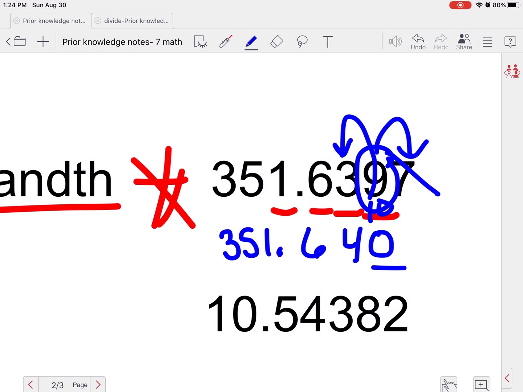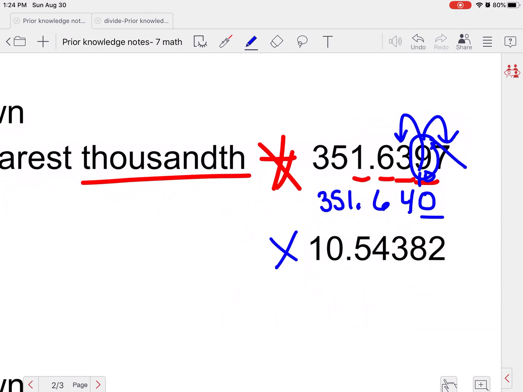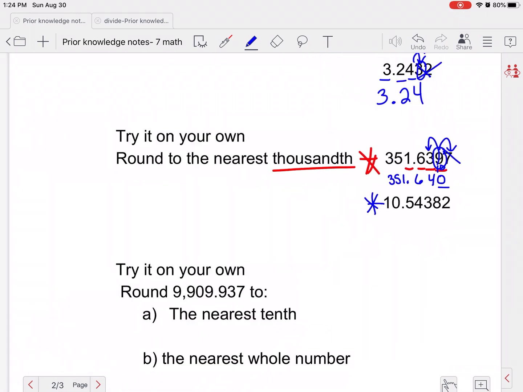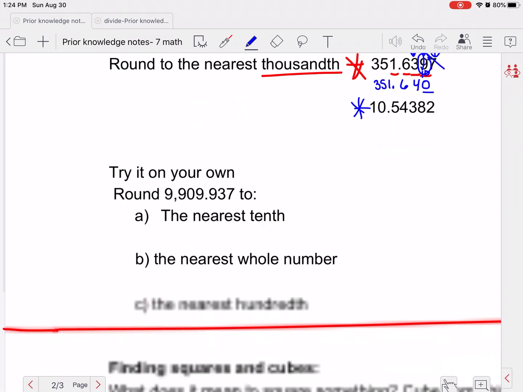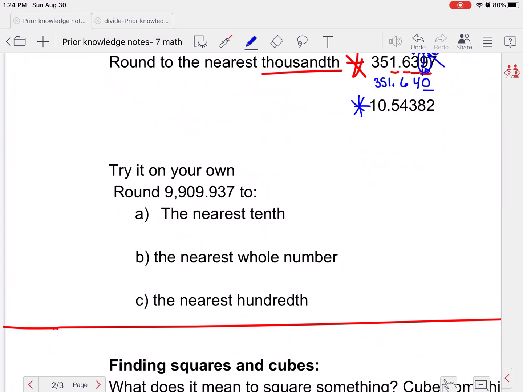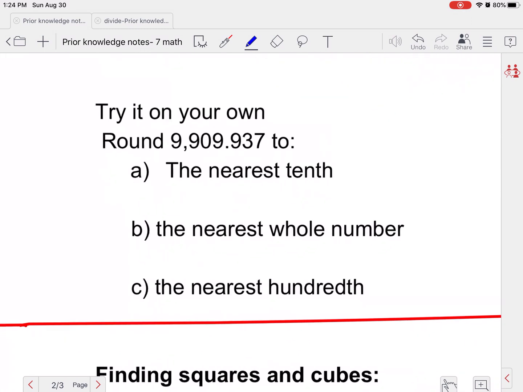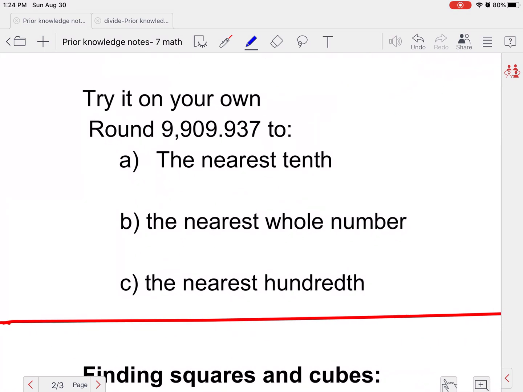Okay. Go ahead and try and round this one now to the nearest thousandths. Okay, so remember that place value, and there'll be a question on Edpuzzle for you to answer on that. Okay. All right, let's try a couple more. So we're going to look at this exact same number and round it to the nearest tenth, to the nearest whole number, and to the nearest hundredth. Okay. I think you guys will be okay with the tenth, so go ahead and try that one on your own.